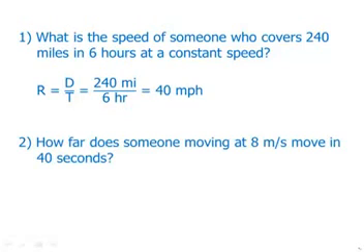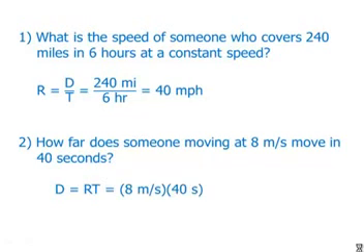Second question, how far does someone moving at 8 meters per second move in 40 seconds? Here we're looking for the distance, so we want the form solved for distance. D equals RT, the original form. We're simply going to multiply the rate, 8 meters per second, times 40 seconds. Well, 8 times 4 is 32, so 8 times 40 has to be 320. And meters per second times seconds gives us meters. So this should be 320 meters.